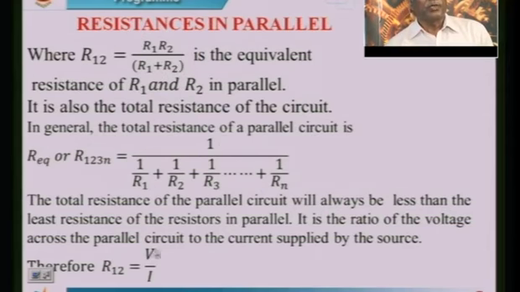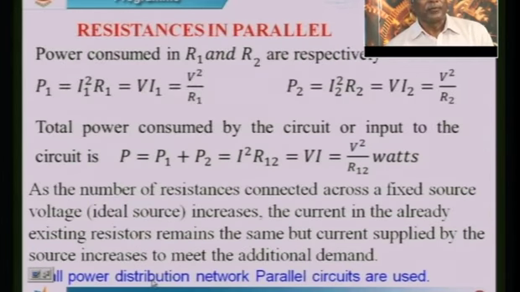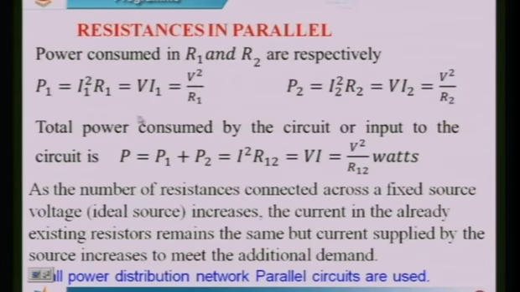So, this R12 is the total resistance offered to the source and can be calculated by the total voltage applied to the circuit and the total current supplied by the circuit. And here again the power can be calculated by the same expressions as we discussed in the series circuit, where the relevant values are to be used.